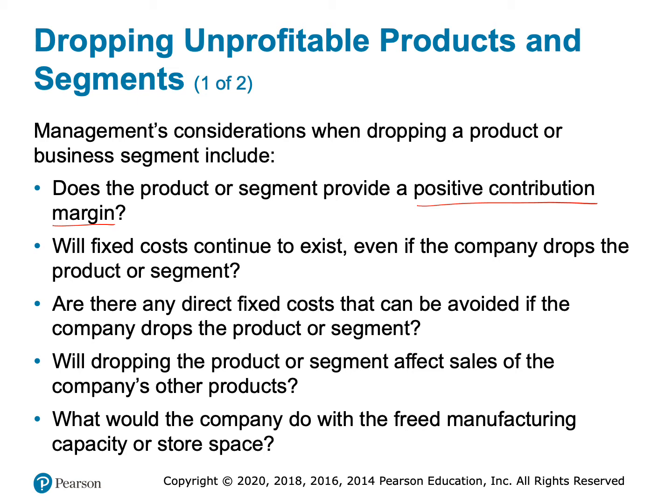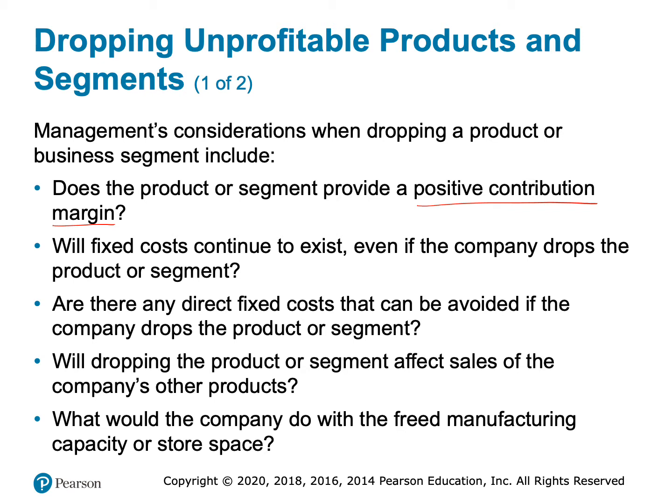So we need to look at whether it's the allocation that's causing it to appear unprofitable or whether it's the actual cost. So we also need to look at, are there any direct fixed costs that would be avoided? So for example, if we quit making this product, are we going to get rid of this piece of equipment that has really expensive repairs? In that case, some of the fixed costs would be avoidable, meaning they would go away, and some would not.